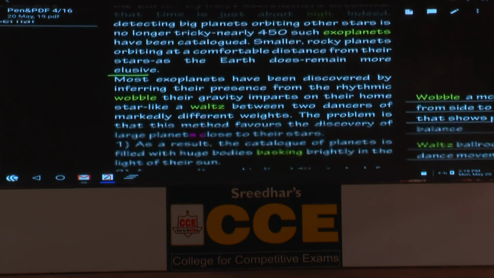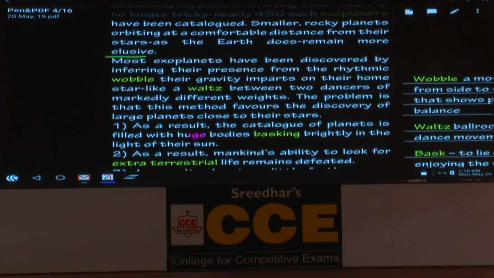Now this is based on, let me read out. Most exoplanets have been discovered by inferring their presence from the rhythmic wobble. Wobble means what? Shaking, moving this side and that side. Their gravity imparts on their home star like a waltz between 2 dancers of markedly different weights. Waltz is one type of dance movement. The problem is that this method favors the discovery of large planets close to their stars.